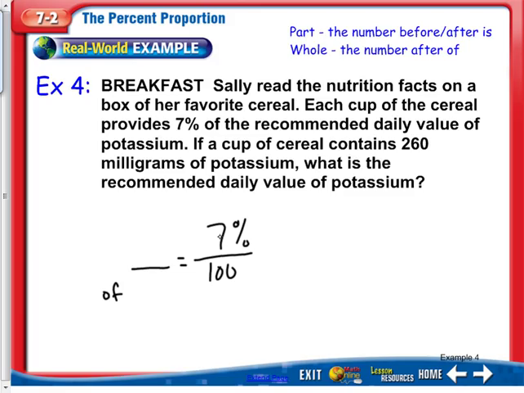If a cup of cereal contains 260 milligrams of potassium, what is the recommended daily value of potassium? Okay, so we got to think about this a little bit, okay? What is going to be the part and what is going to be the whole? Do you think 260 is going to be the part? Or will that be the whole daily value? So let's read it again. Each cup of the cereal provides 7%. So each cup only represents 7%. All right, the cup itself represents 7%, so not 100%.